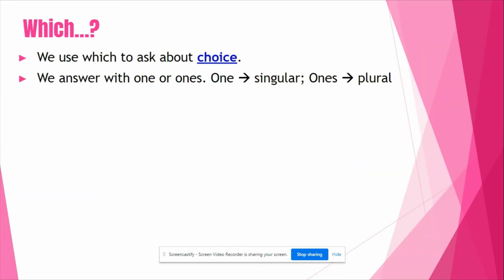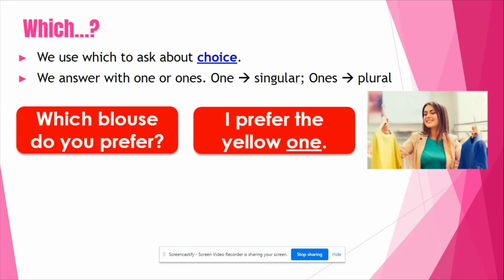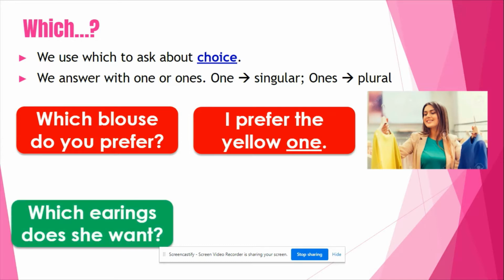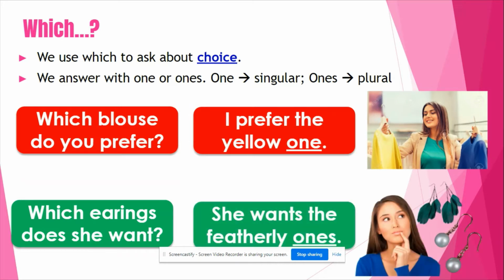Now we're going to look at the question word which, and we use it to ask about choice or choices. So when we have a singular choice to make, we say one, and if we have a plural choice to make, then we say ones. Which blouse do you prefer? I prefer the yellow one. Which earrings does she want? She wants the feathery ones.